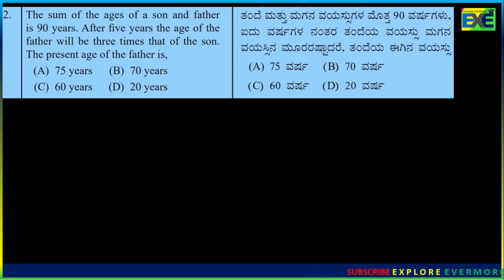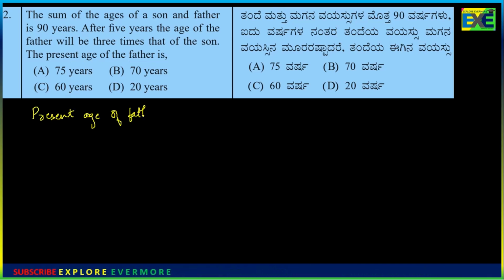So here they have given the sum of ages of a son and father is 90 years. After 5 years, the age of father will be 3 times that of son. So the present age of the father is. So here they are asking present age of father. As we know, we need to find the present age of father. So let's take present age of father as x.